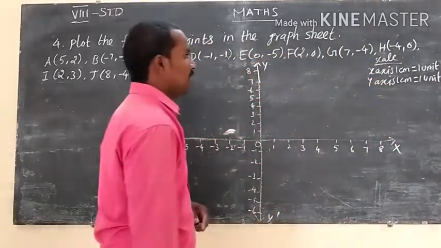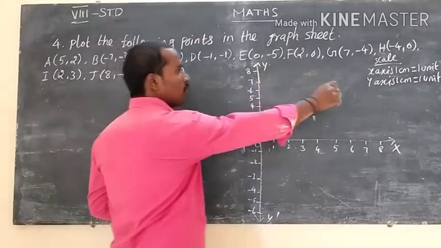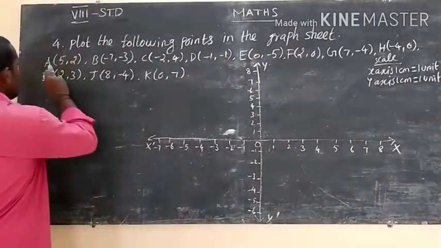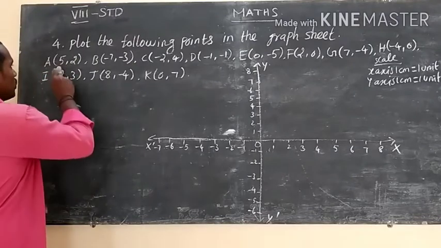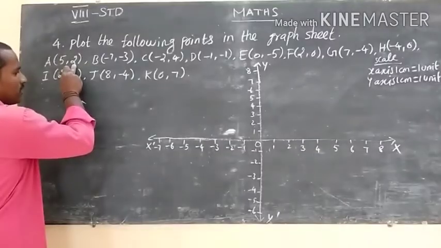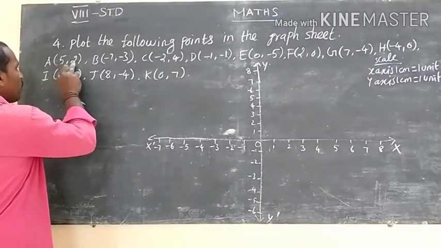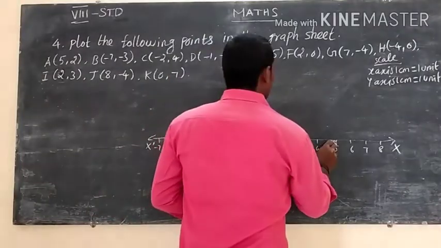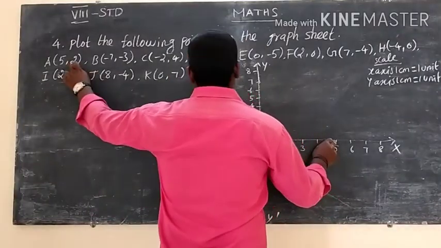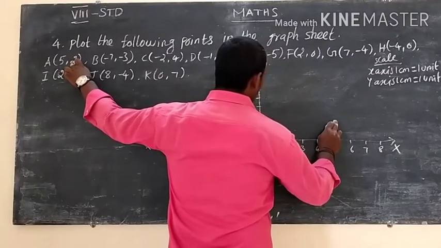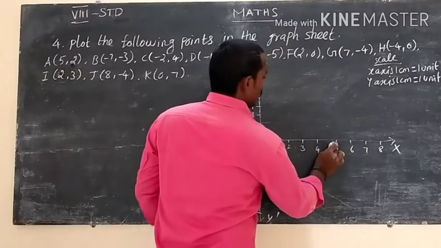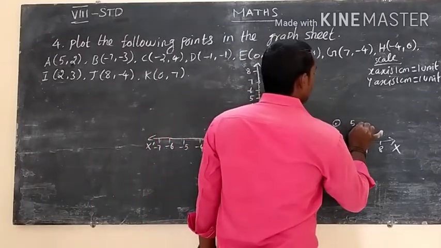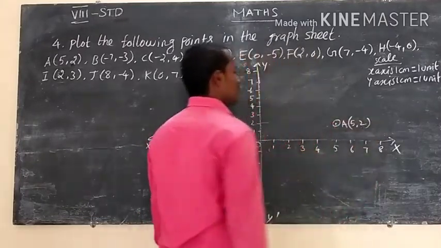Scale: x-axis 1 centimeter is equal to 1 unit, y-axis 1 centimeter is equal to 1 unit. Then consider the point A, (5, 2). This is the x distance, this is the y distance value. X comma y, 5 comma 2. The x value is plus 5. Then take the y value, 2 units. So 5 comma 2 is there. This is the name of the point A.